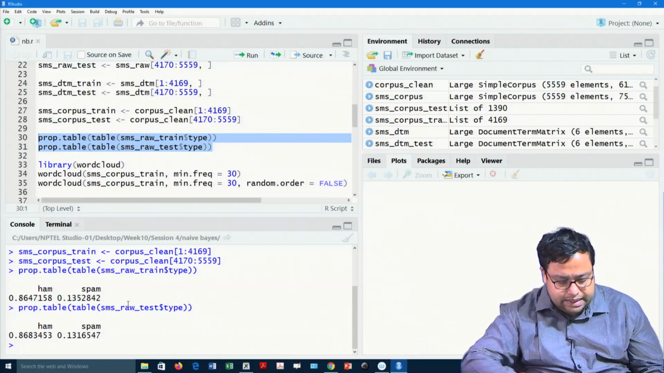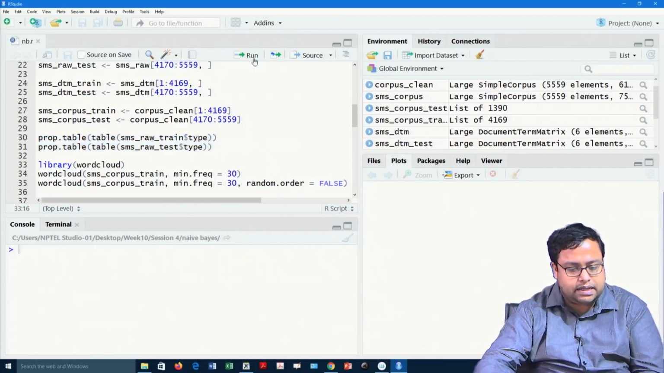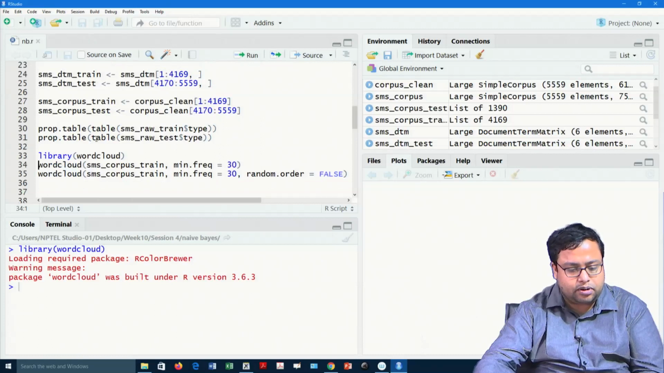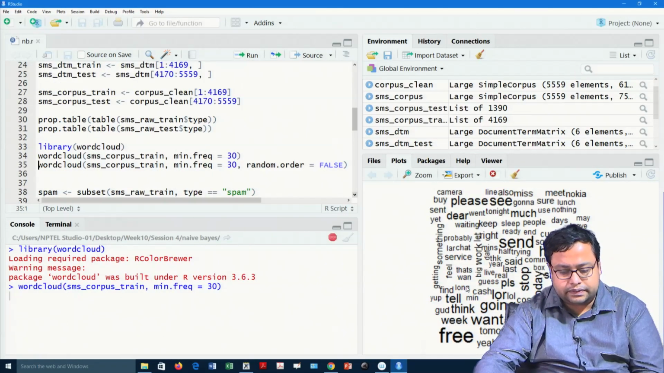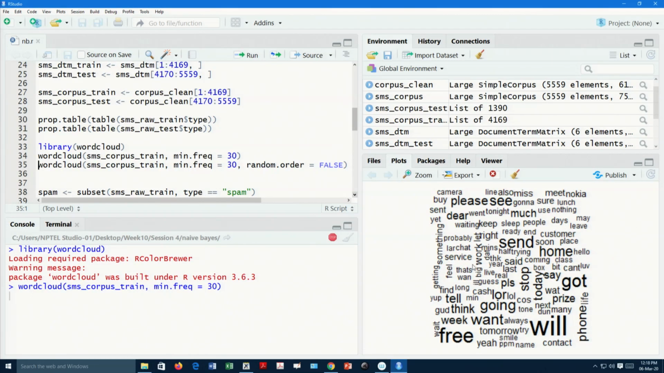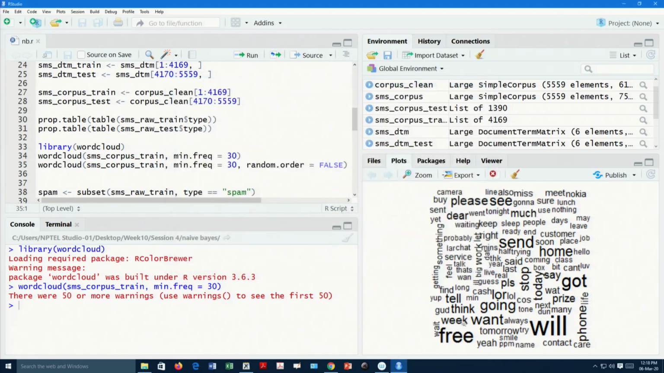Next, I call the library wordcloud, and with the corpus I am trying to draw a word cloud. You see this is the corpus of my training data. This is how a word cloud looks. The bigger the words are in the word cloud, the higher the frequency of that word.